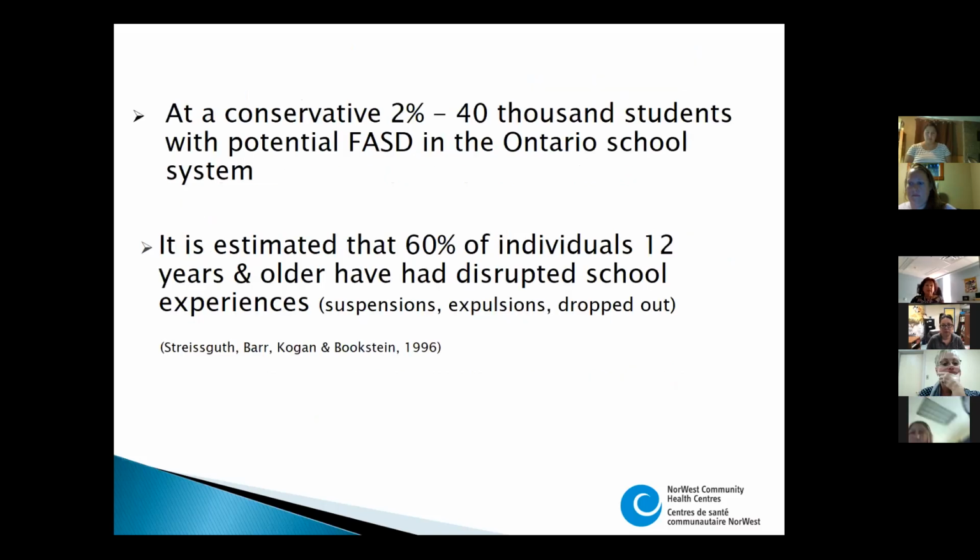Now at a conservative 2%, 40,000 students with potential FASD may be in the Ontario school system. And it's estimated that 60% of individuals 12 years and older have had disrupted school experiences. Through our experiences working with FASD, this is quite common. It comes up in our conversations and consults and when we're doing assessments, when we ask the last grade the individual completed, the most common answer is grade 10. Finishing school is really important, and this isn't about the individual not being smart, it's that the learning environment isn't conducive to their type of learning.